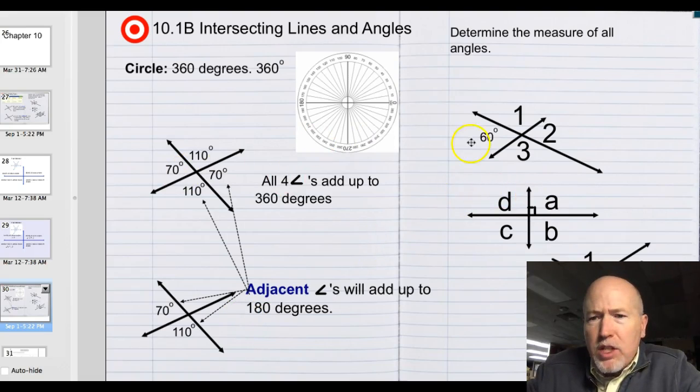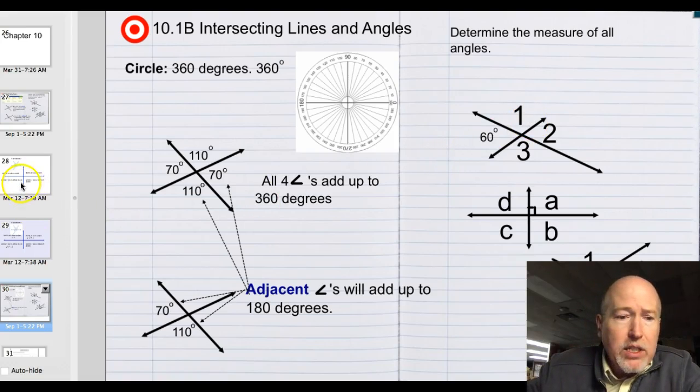All right, let's try this. What's the measure of angles 1 and 2 together? Yes, you're right, 180 degrees. What is the measure of angle 2? Good, it's got to be 60 because this one is 60 and vertical angles are equal. How about angle 1? What's the measure of angle 1? It would be 180 degrees minus the 60, because these two angles will add up to be 180. All right, let's keep rolling.